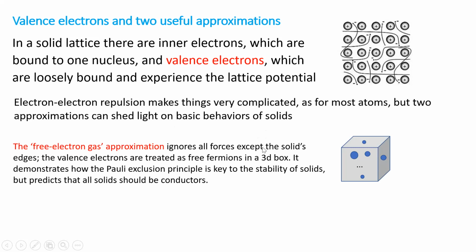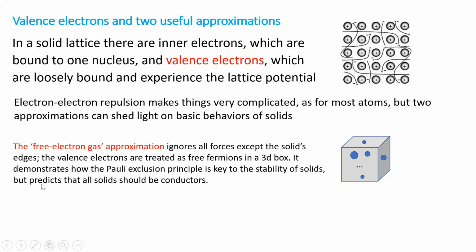It ignores all forces, so it ignores the attraction of the nuclei to the electrons, and it ignores the electron-electron interactions. What it doesn't ignore is the solid's edges. So the valence electrons are treated as what we call free fermions in a three-dimensional box. These little circles here would be the fermions. This is the box, which is the solid's dimensions, and they're trapped within that box. We'll analyze how that works in a second, but the upshot is that it demonstrates how the Pauli exclusion principle is key to the stability of solids. We'll see how that comes out in our analysis.